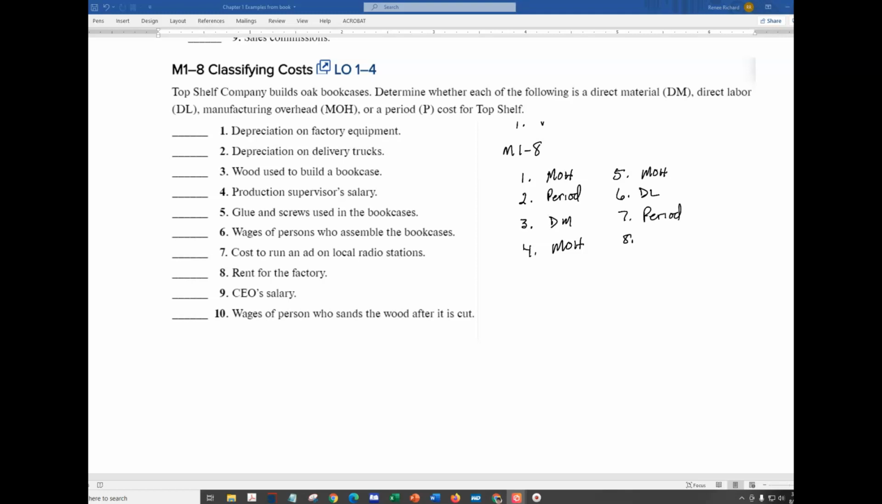8. Rent for the factory. Oops, there's that term, factory, so we know it's a product cost. Well, it's not direct materials and it's not direct labor, so it must be MOH.